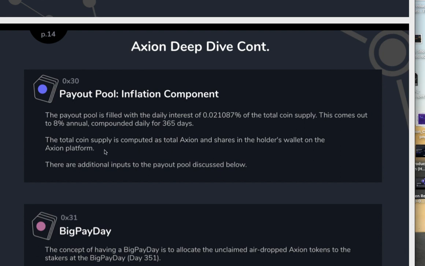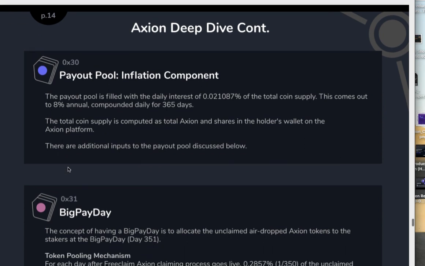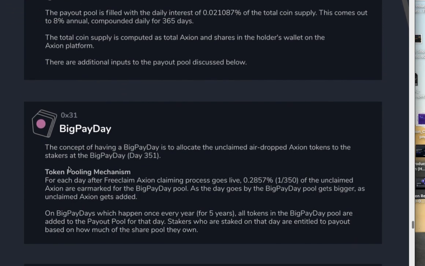The total coin supply is computed as total Axion and shares in the holder's wallet on the Axion platform. There are additional inputs to the payout pool discussed below.